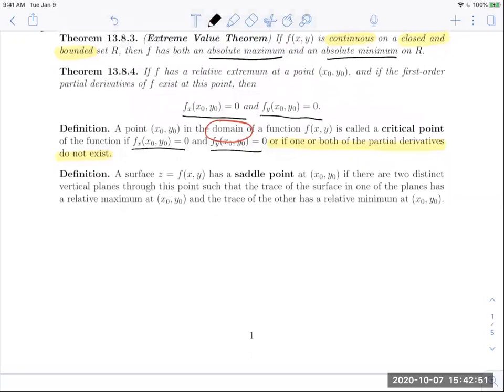So a surface z equals f of x, y has a saddle point, and we're going to call that point (x naught, y naught), if there are two distinct vertical planes through this point such that the trace of the surface in one of the planes has a relative maximum at (x naught, y naught), and the trace of the other has a relative minimum at (x naught, y naught).